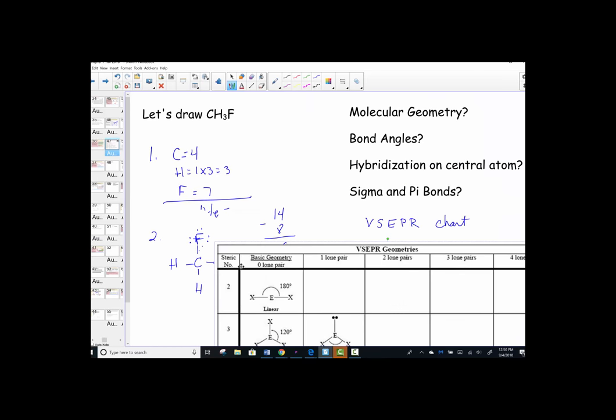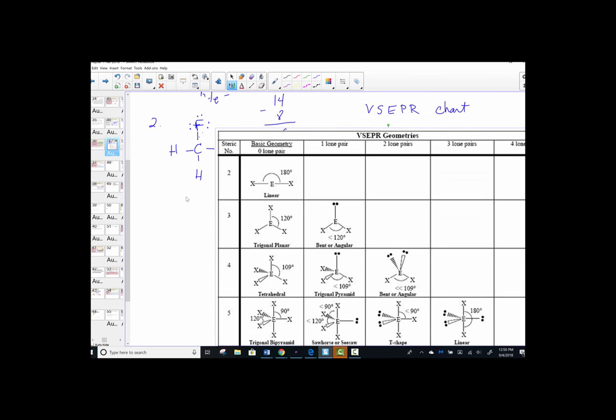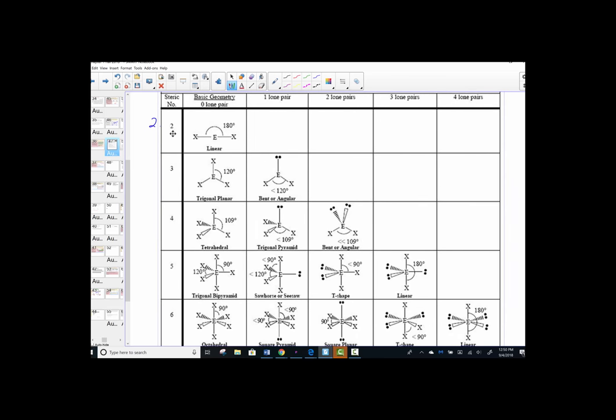And we said in our structure of methyl fluoride, we had one central atom, and it was bonded to four different atoms. That brings us down to a number four. There are four electron domains. All four of those electron domains are bonded. So with 4, 4 bonded, 0 unbonded, we have a tetrahedral molecular geometry, and we can see that the bond angle is 109 degrees.